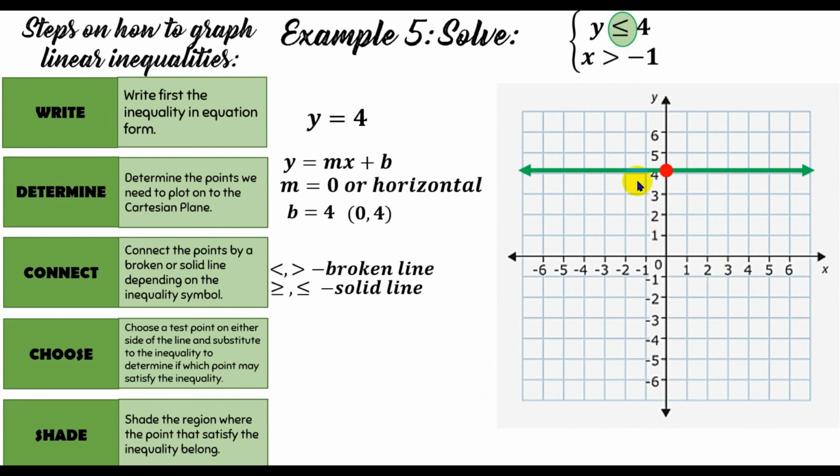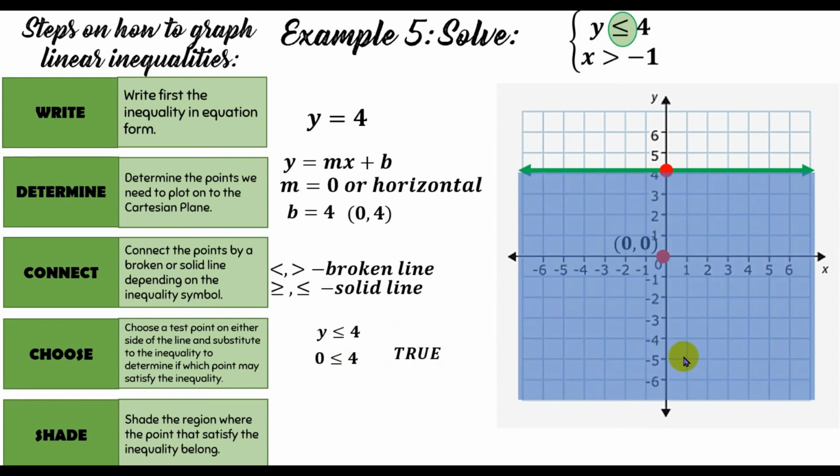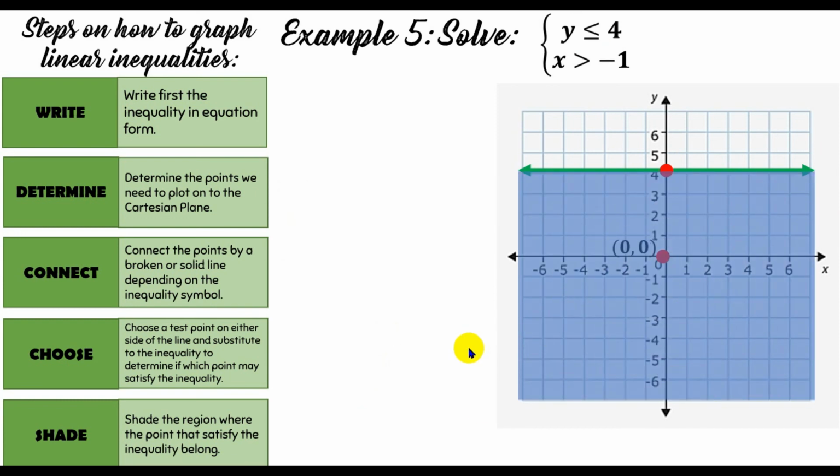Now, since yung atin pong line na hindi dumaan sa 0, 0, we can use the origin as our test point. So, ang y po nito ay 0. So, 0 is less than or equal to 4. Mas maliit ba ang 0 kaysa sa 4? The answer is true. So, ang shaded region po natin ay yung kasama ang ating origin. So, proceed tayo sa second linear inequality, and dito pa rin natin siya i-graph.